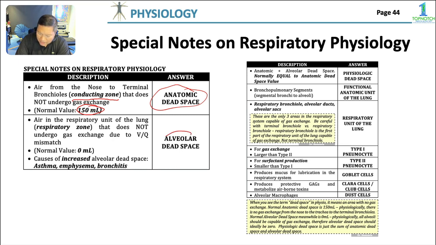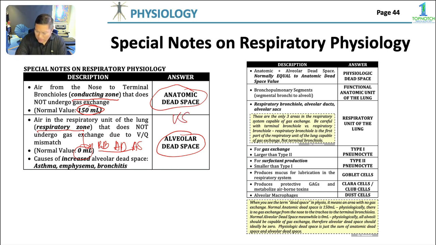Okay? Alveolar dead space is the area in your respiratory unit of the lung, in the respiratory zone. So this is your respiratory bronchiole, alveolar duct, alveolar sac. It's the area in those three which has no gas exchange. So the normal value for this is 0 ml because normally in a healthy individual, those three areas, the respiratory bronchiole, alveolar duct, alveolar sacs, should be capable of gas exchange. So the normal value is 0 ml. Okay, so alveolar dead space, anatomic dead space.